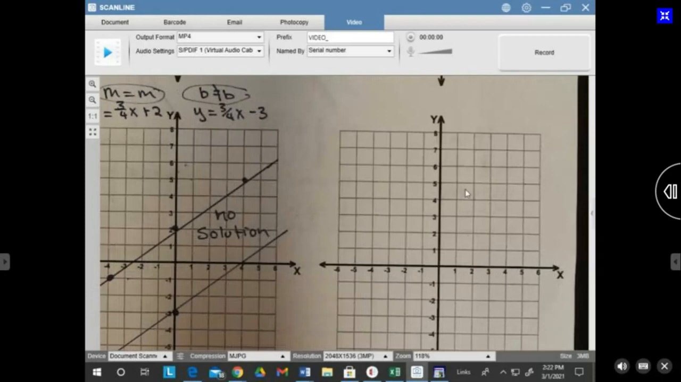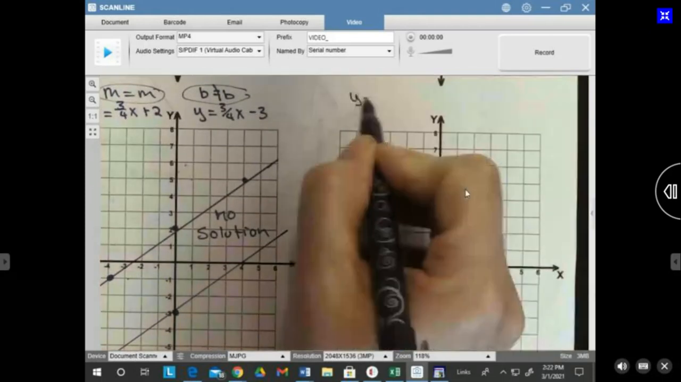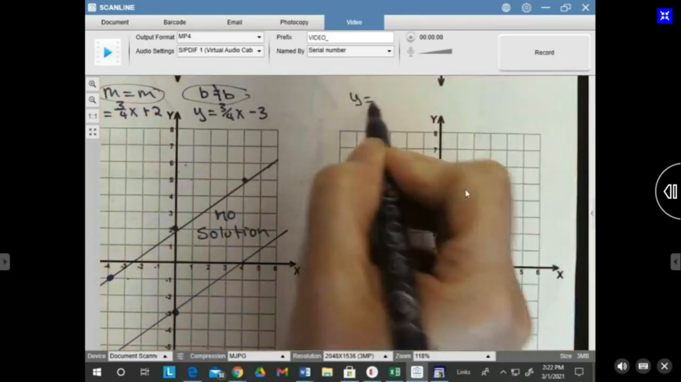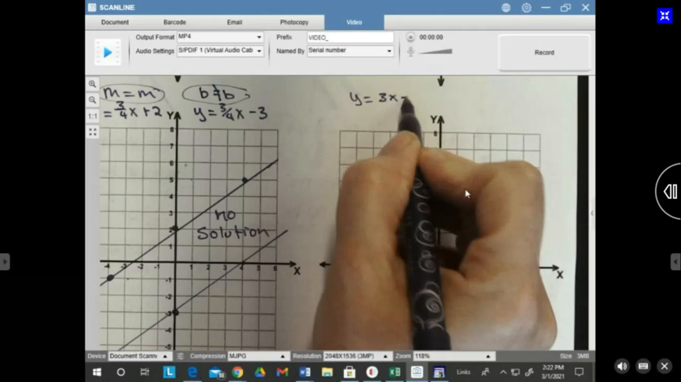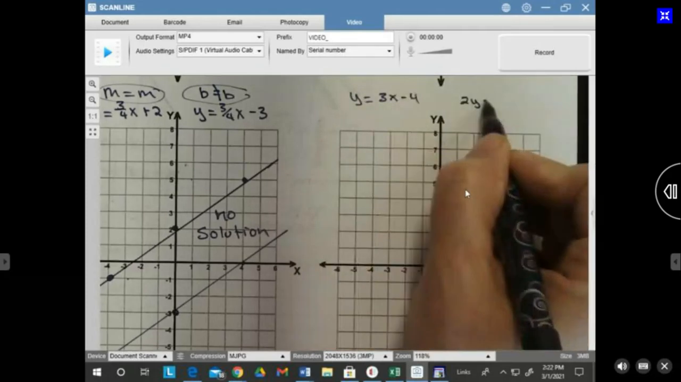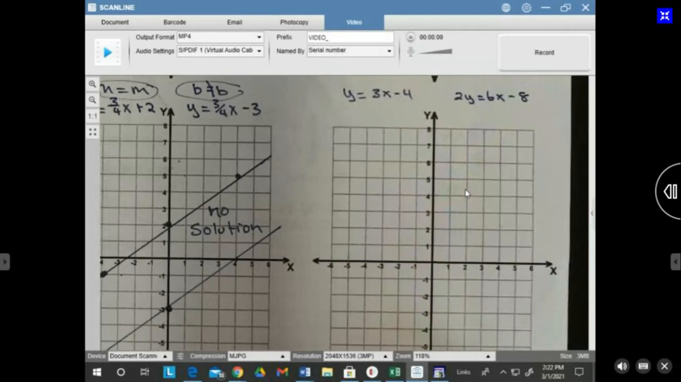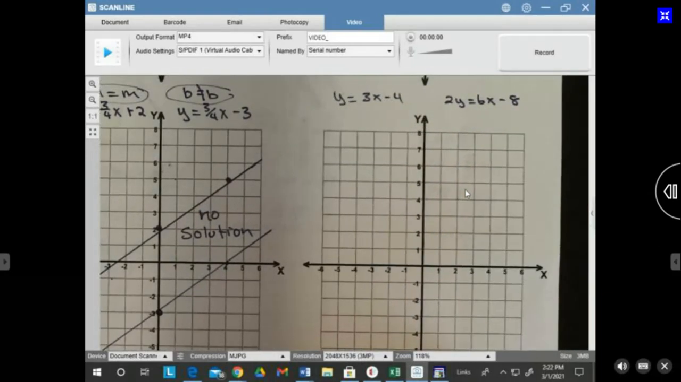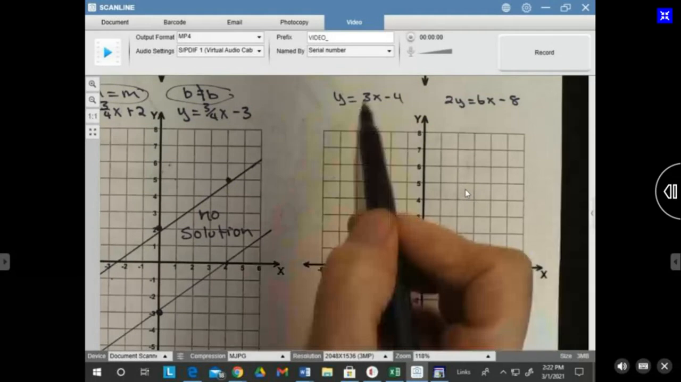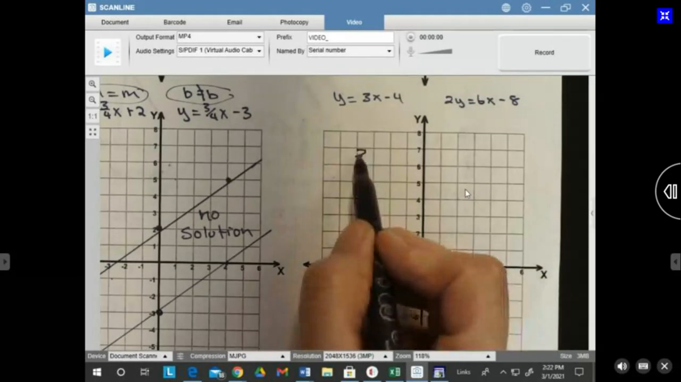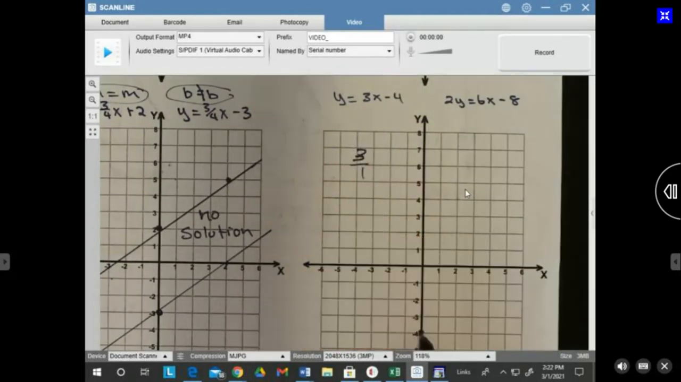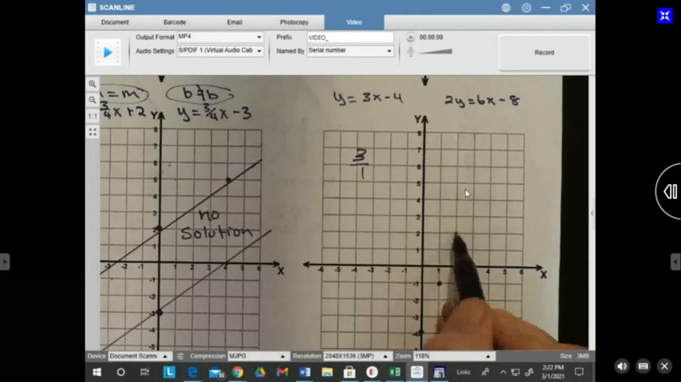All right, last one for notes. I've got y equals 3x minus 4, and I have 2y equals 6x minus 8. I'm going to start at that negative 4. What's my slope on this one? 3 over 1, so positive, up and right. Up 3, right 1. Down 3, left 1.